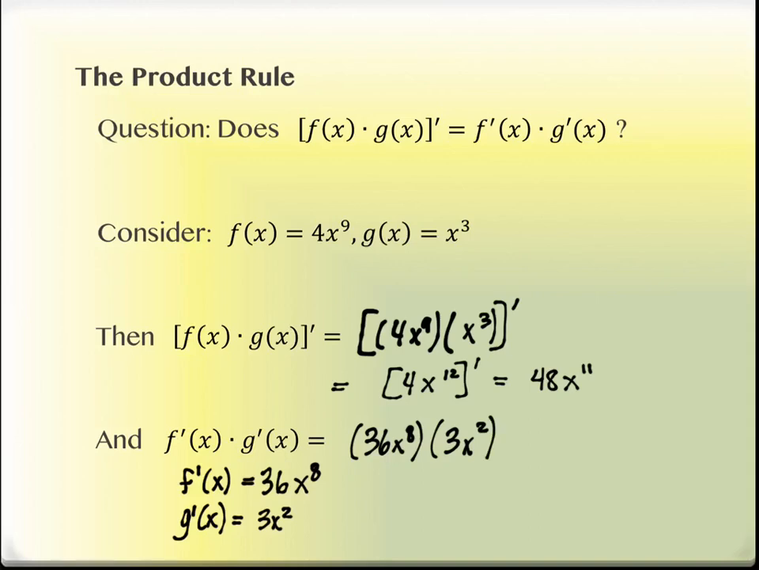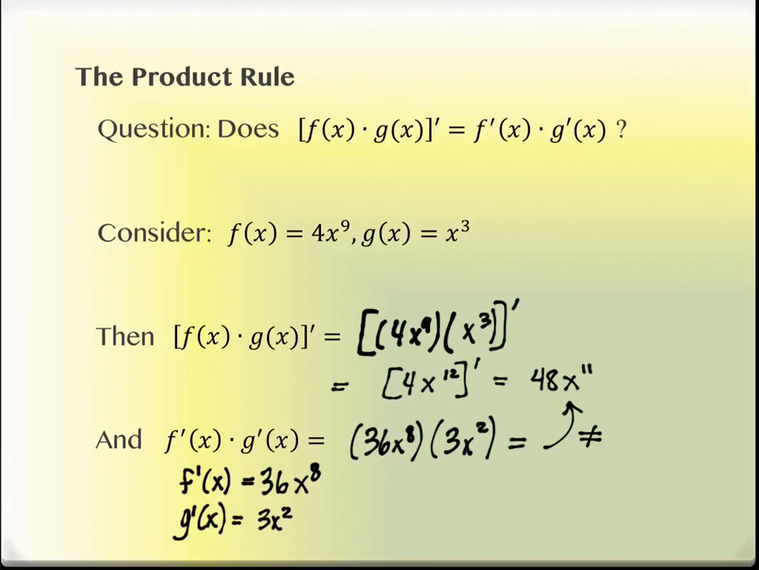So our question is, if I multiply 36x to the 8th and 3x squared, will I get 48x to the 11th? No, I won't. You can see it pretty quickly in both pieces. 36 times 3 is definitely not going to be 48, and x to the 8th times x squared is not x to the 11th. Whatever this is, it's not equal to that one. We don't even really care what it is. It's just not going to be right. What that tells us is that this isn't the product rule. This idea is simply incorrect.